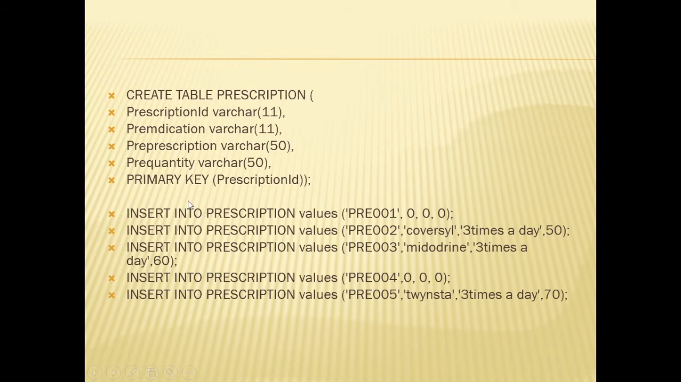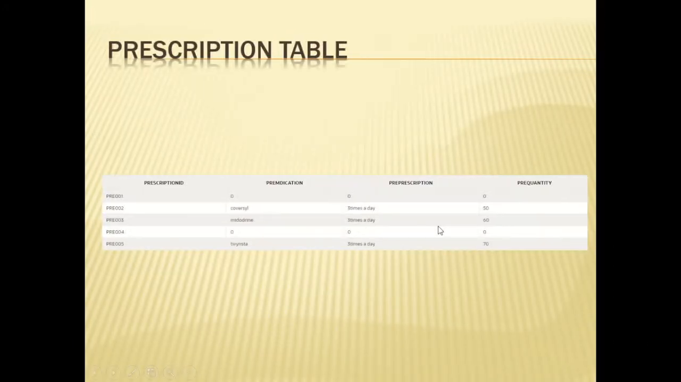Different to number 2, with ID PRE002, who has to take the carbacyl for medication, and the prescription will be 3 times a day, and the pre-quantity will be 50, and same for the others below. Okay, next the output will be here. Output will be this: prescription ID, pre-medication, pre-prescription, and pre-quantity.